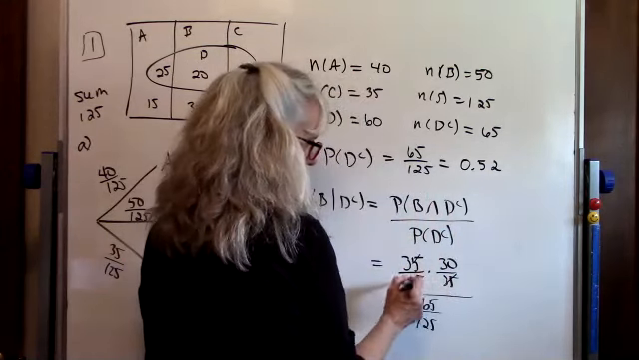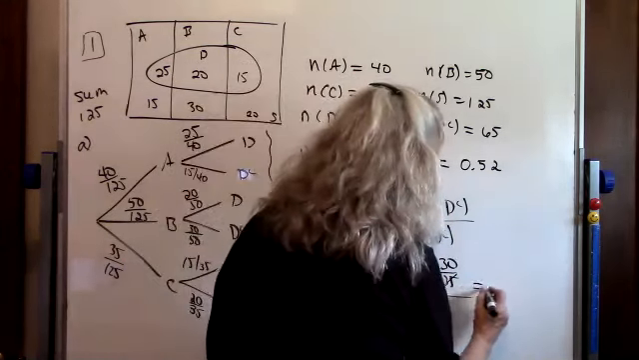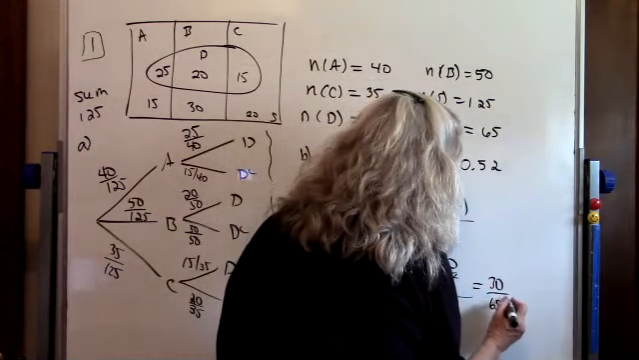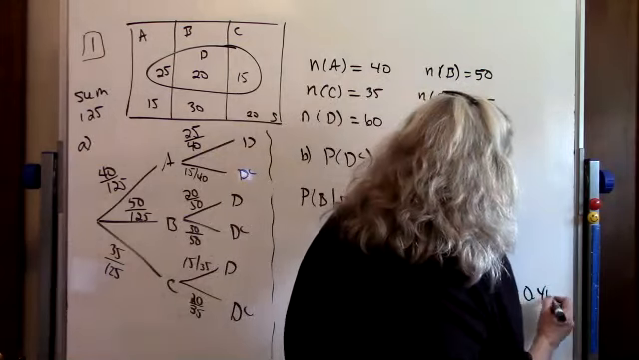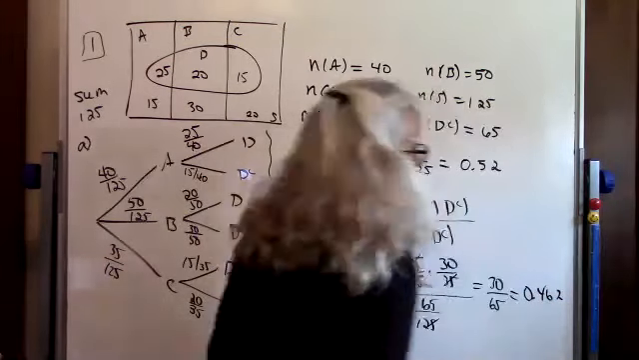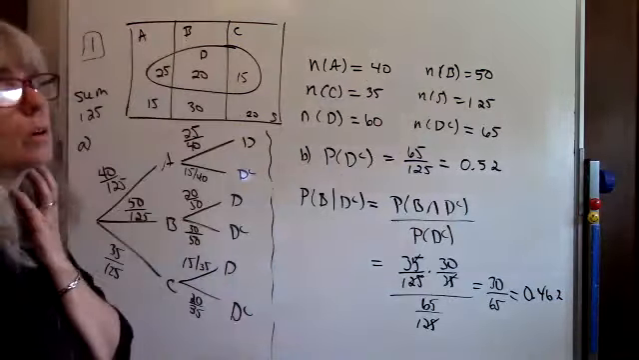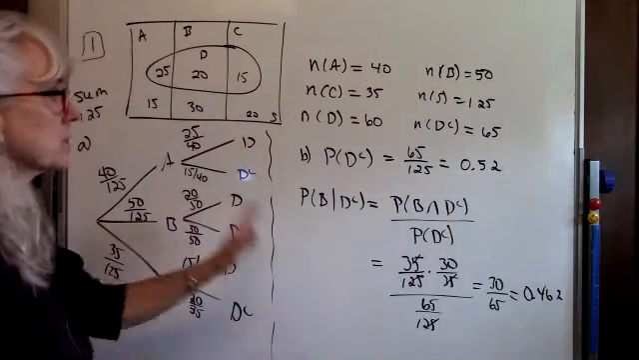I'm going to do some canceling. These guys cancel. So I get 30 over 65, which comes out to be 0.462. So that's using the conditional probability theorem, right? That's using the statement that we learned in the previous section.